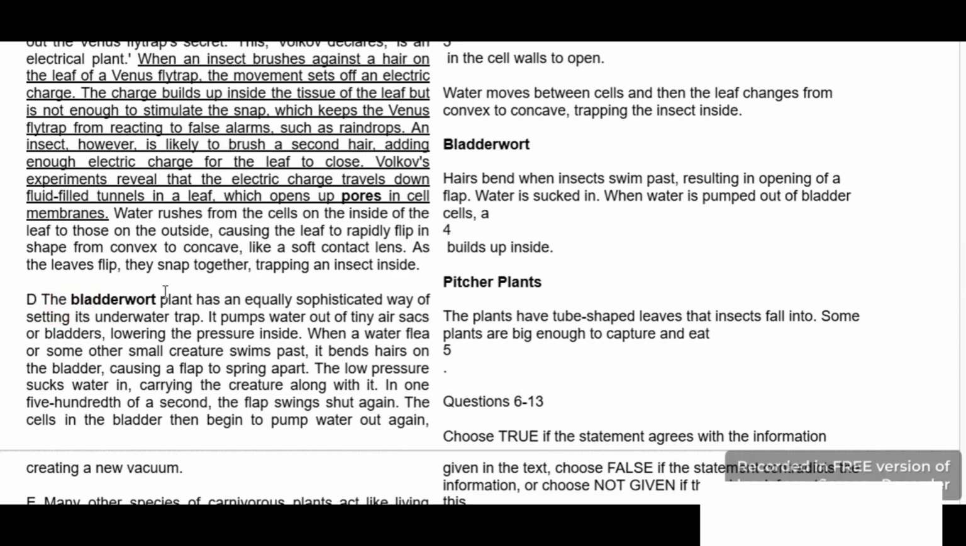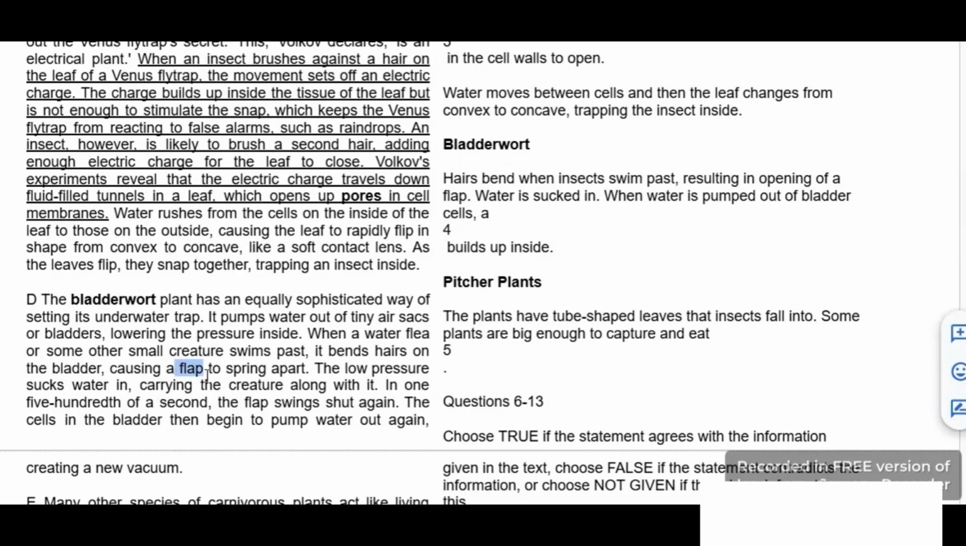The bladderwort plant has an equally sophisticated way of setting its underwater trap. It pumps water out of tiny air sacs, or bladders, lowering the pressure inside. When water fleas or some other small creatures swim past, they touch hairs on the bladder, causing a flap to spring apart. The low pressure sucks water in, carrying the creature along with it. In one five-hundredth of a second, the flap springs shut again. The cells in the bladder then begin to pump water out again, creating a new vacuum. So, hairs bend as insects swim past, resulting in the opening of a flap.